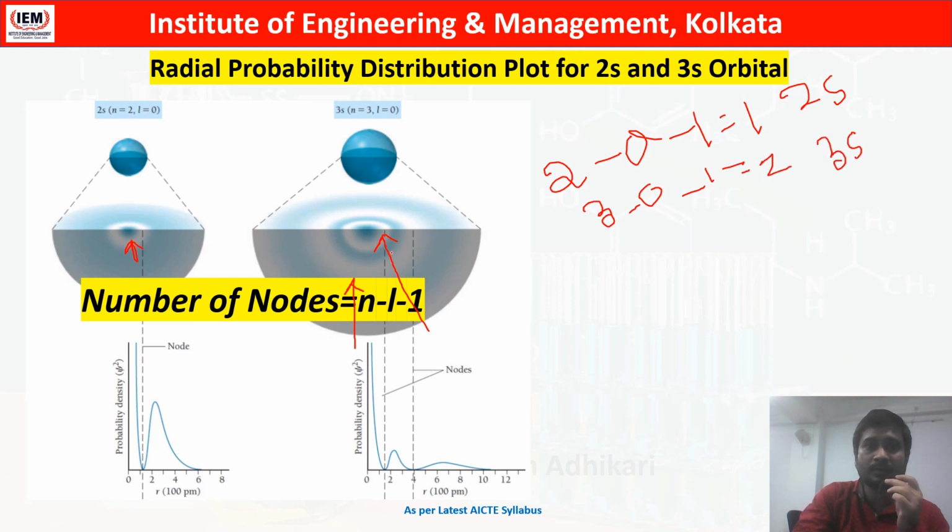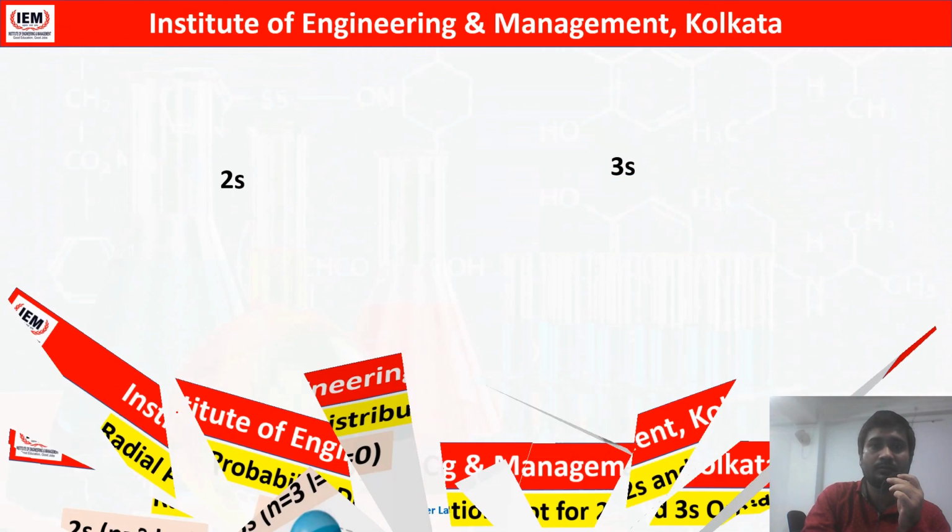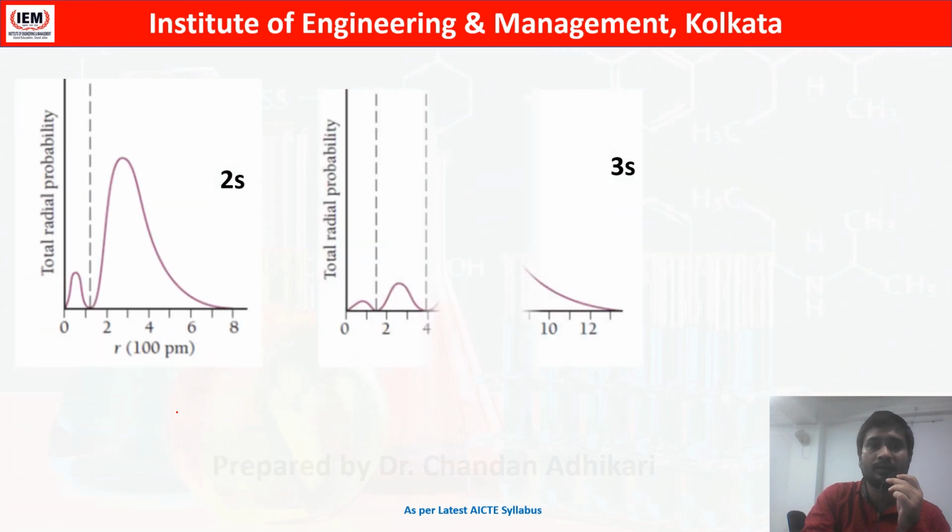As you can see from the figure, there are 2 nodes in 3s orbital and 1 node in 2s orbital. So if we plot the radial probability distribution, there will be 2 regions in 3s orbital where the probability of finding the electron is 0, and there will be 1 region in 2s orbital where the probability of finding the electron is 0. In this way we can understand in which particular portion the electron probability will be 0.